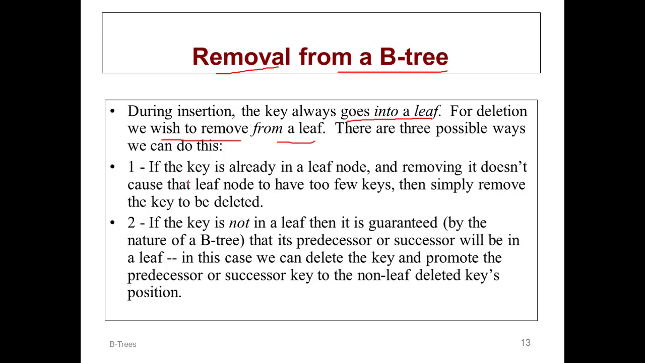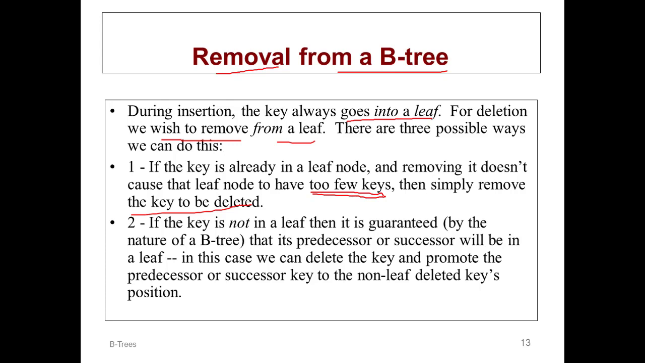First one is, if the key is already in a leaf node and removing it does not cause that leaf node to have too few keys, then simply remove the key to be deleted. You may remember from the previous lecture that there is a condition of minimum and maximum keys in a node. If you have some confusion, you can listen to the last lecture, to see what the few-keys limit and the maximum keys limit are in a given multi-way tree.